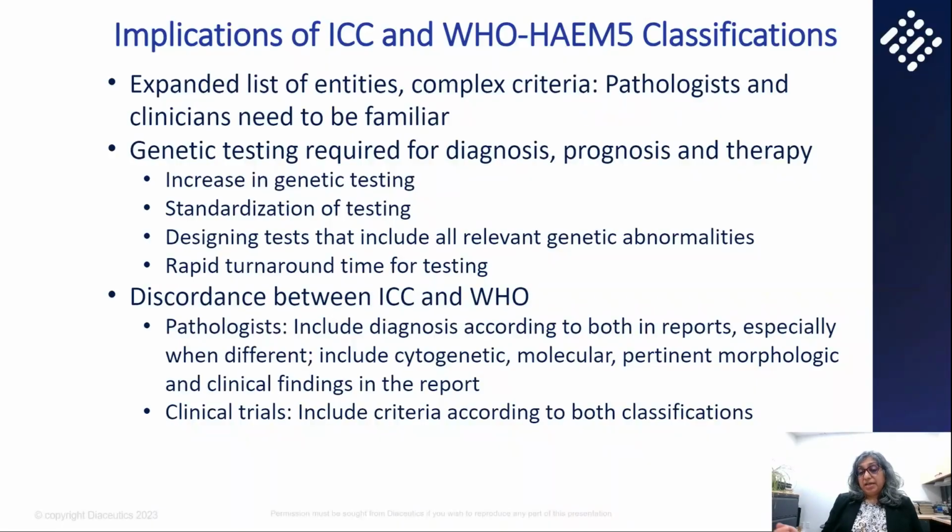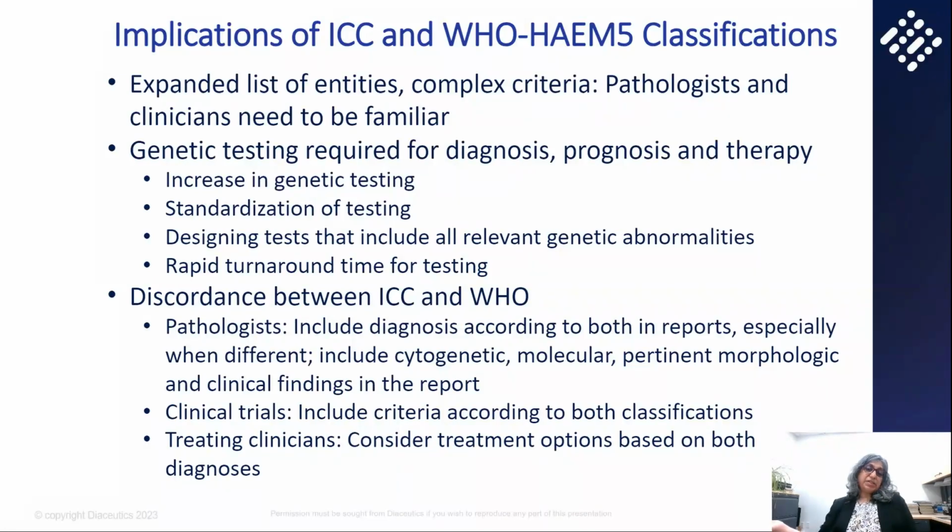When we design trials, it is important to include criteria according to both, or at least state what criteria we are using and not just the diagnosis, because the diagnosis may differ based on what criteria you use. What about the treating clinicians? As we saw in all those examples that I had, they need to look at treatment options based on diagnosis from both ICC and WHO, and then decide what would be the most appropriate for the patient.